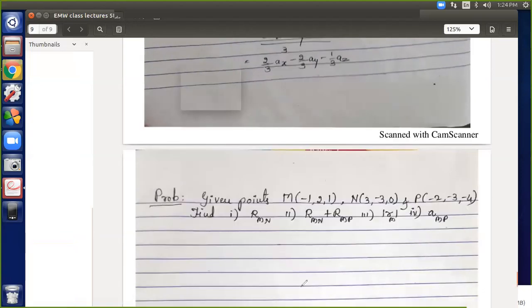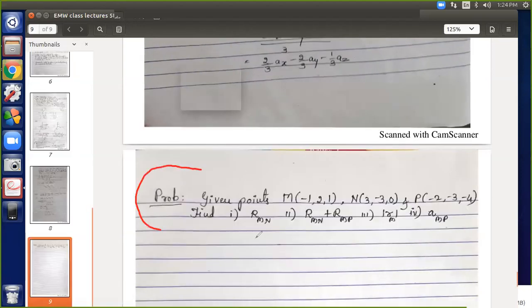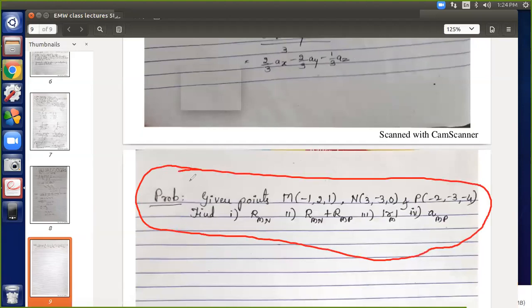Now, this problem is a homework for all of you. How many points are given in this problem? M, N and P. You have to find 4 different values. R is indicating the distance.